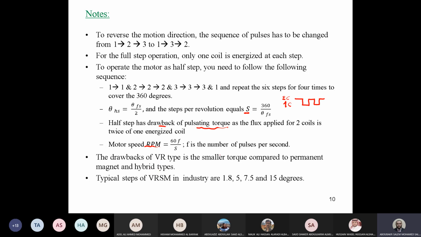Regarding the typical steps used in industry for a variable reluctance stepper motor, you can find low or small stepping angles up to 1.8. These are the typical values of a variable reluctance stepper motor in industry. So these are some important notes regarding the operation of variable reluctance and the evaluation of its performance.